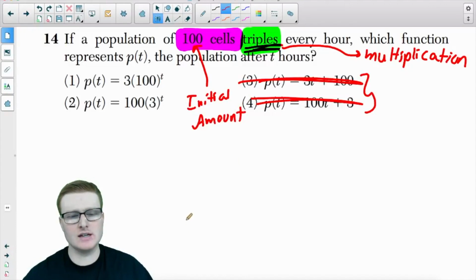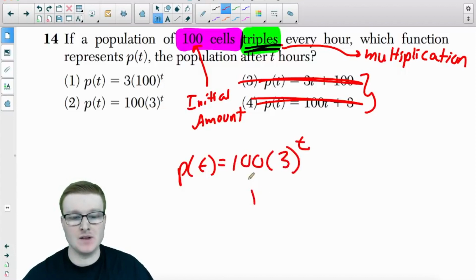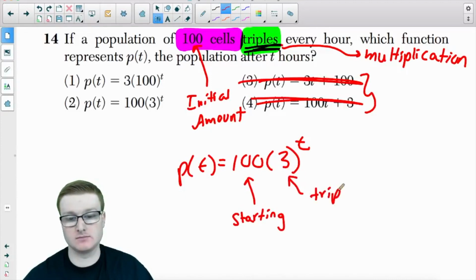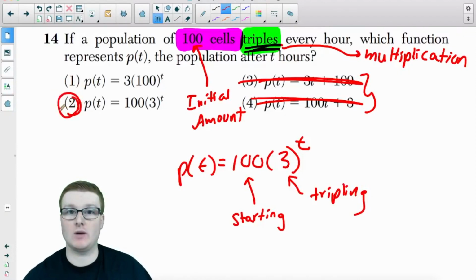So the function or the equation that you should come to a conclusion for is P of t equals the initial, which is 100 cells, times 3 raised to the t power, where this is the starting or the initial amount, and this is the tripling of those cells. Okay, so your answer for this one is going to be choice 2.